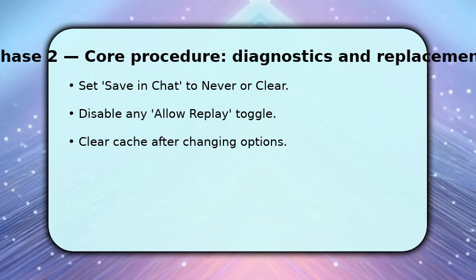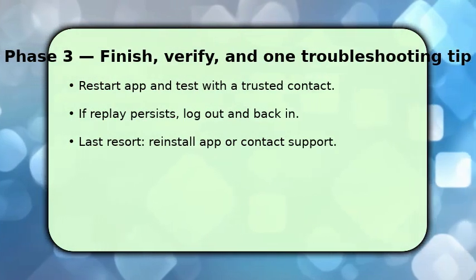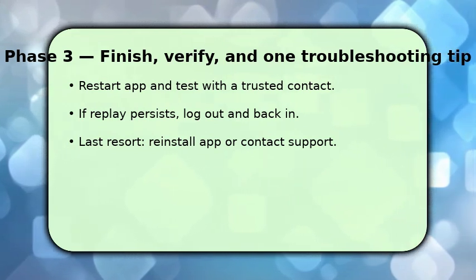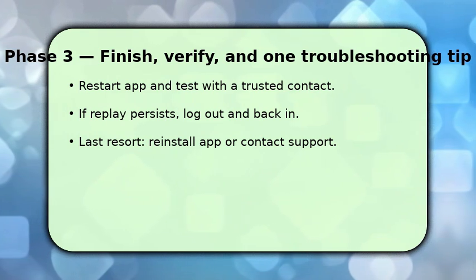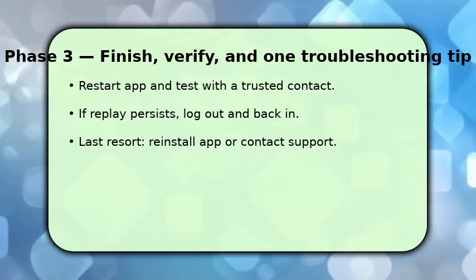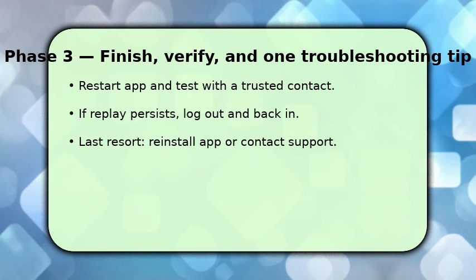Finish by fully closing Snapchat and restarting it, then send a test snap with a friend to confirm replays are disabled. If replays still appear, log out and log back in. This forces server-side settings to sync. If the problem persists, reinstall the app to clear persistent state.